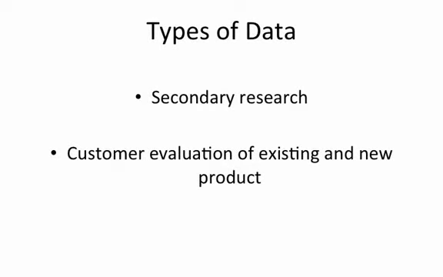Before providing examples of a USP, I want to cover the 2 key types of data required. First is secondary research of the market to determine who potential customers are and what their product benefits and USP are. Second is customer research to determine customers' evaluations of the entrepreneur's product or service and competitors' products or services.